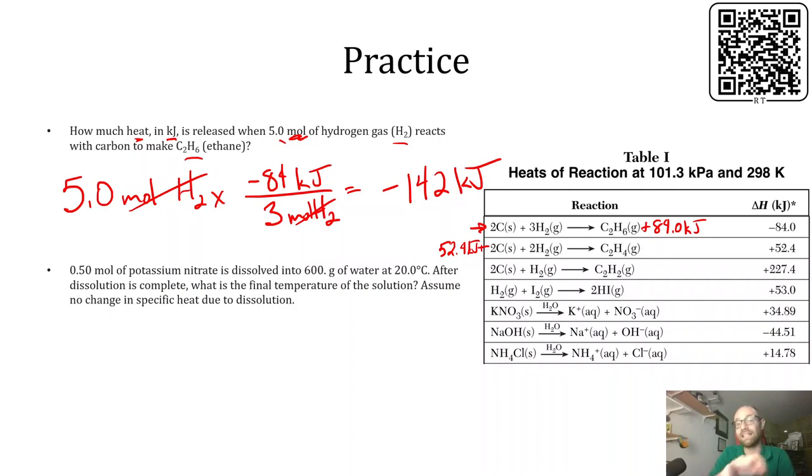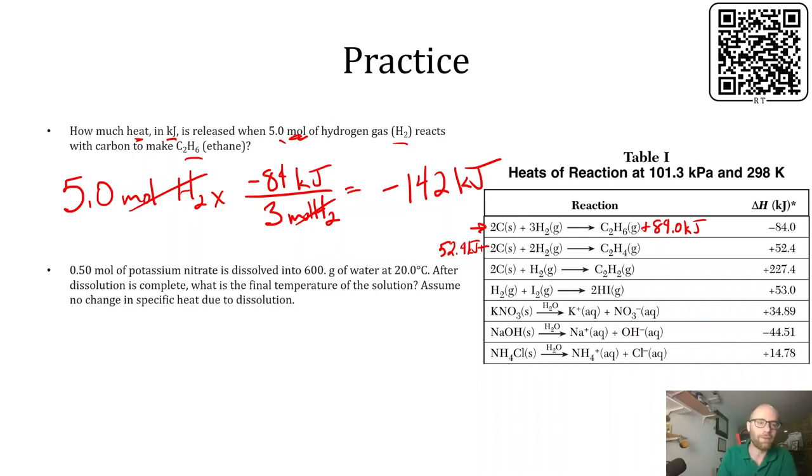That's why I always like leaving it negative. If you say negative 142 kilojoules was released, no one's going to look at you and go, so do you mean absorbed? No one says that. They understand, and so it's okay in this case to be a little bit redundant, to be absolutely sure that you know that negative means exothermic.